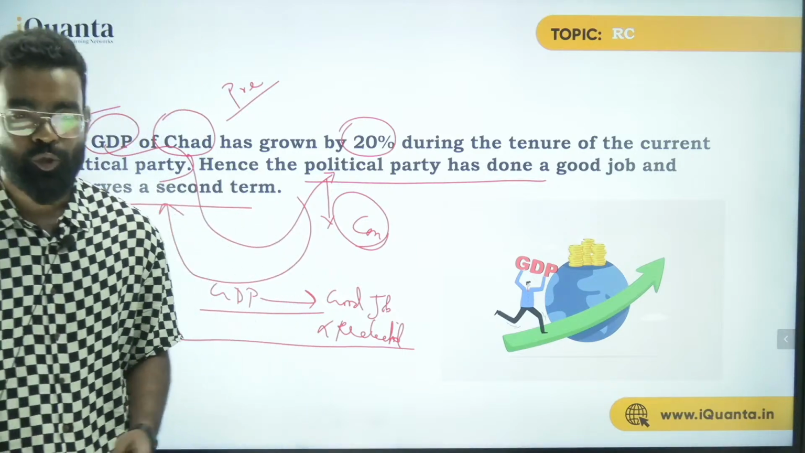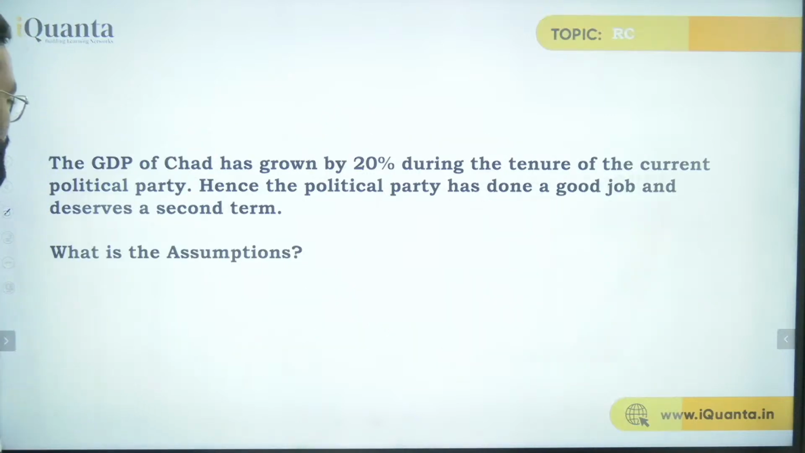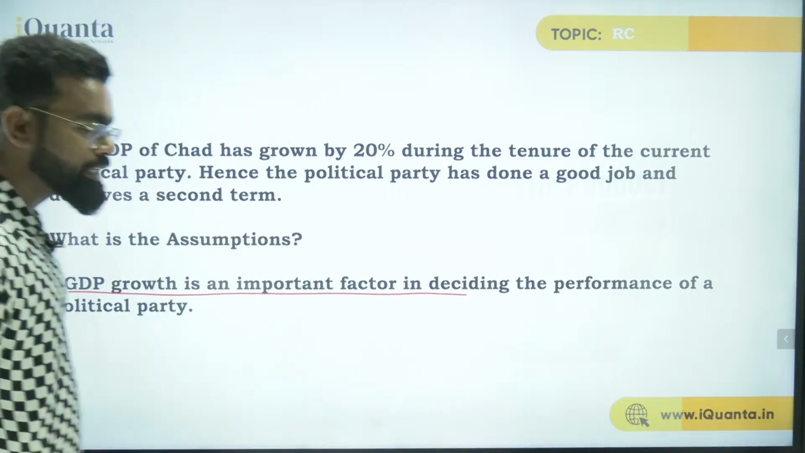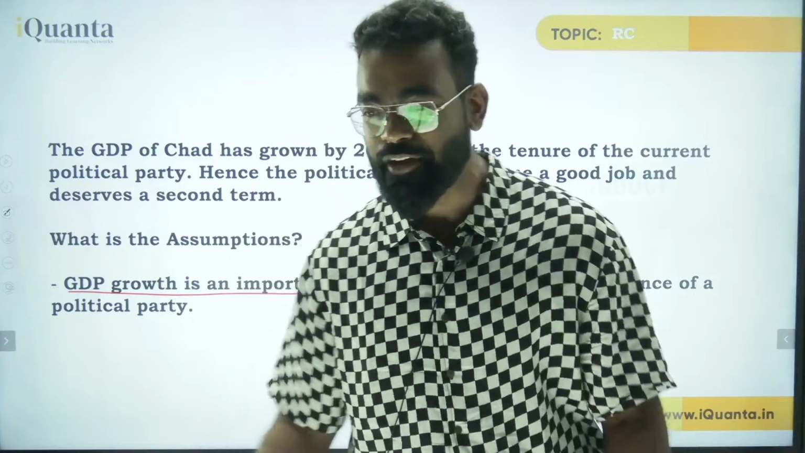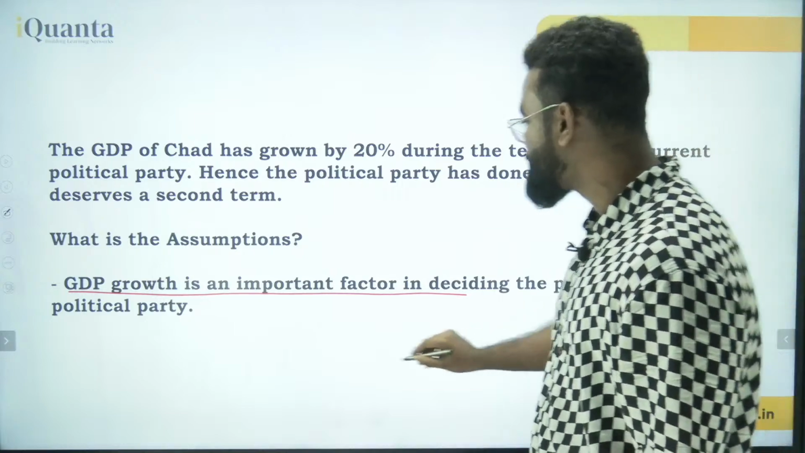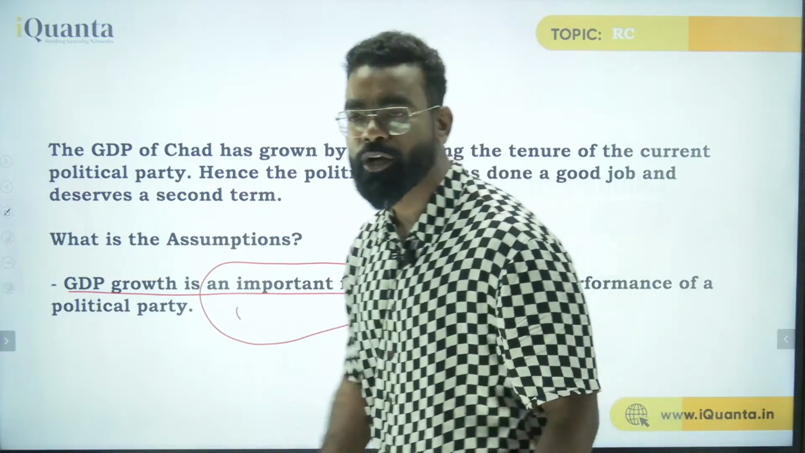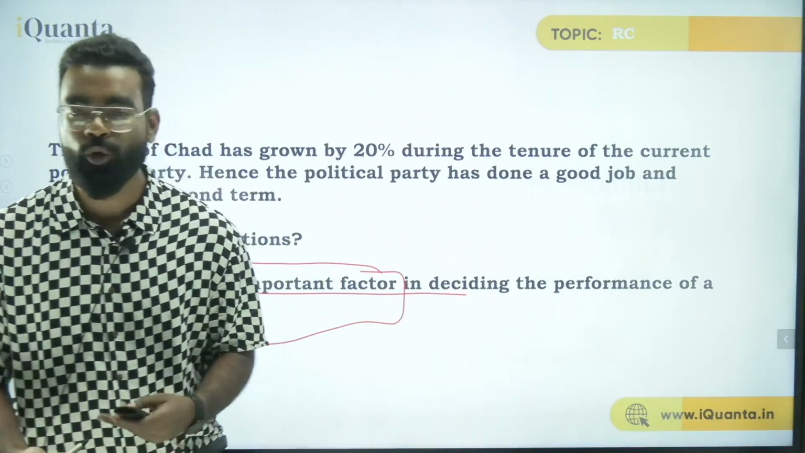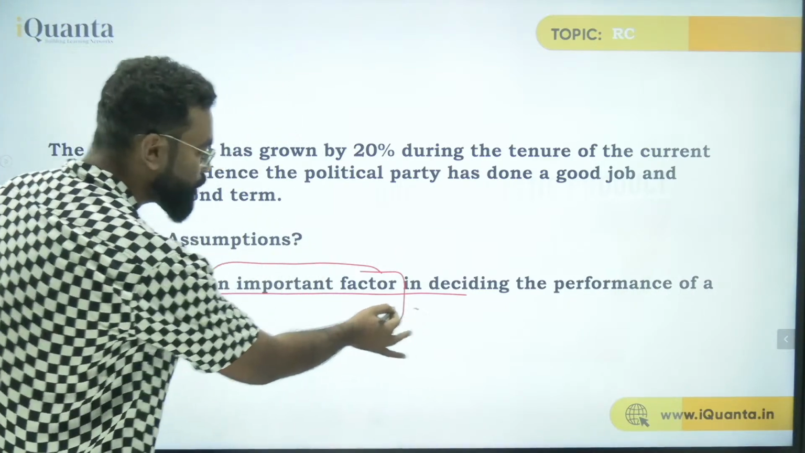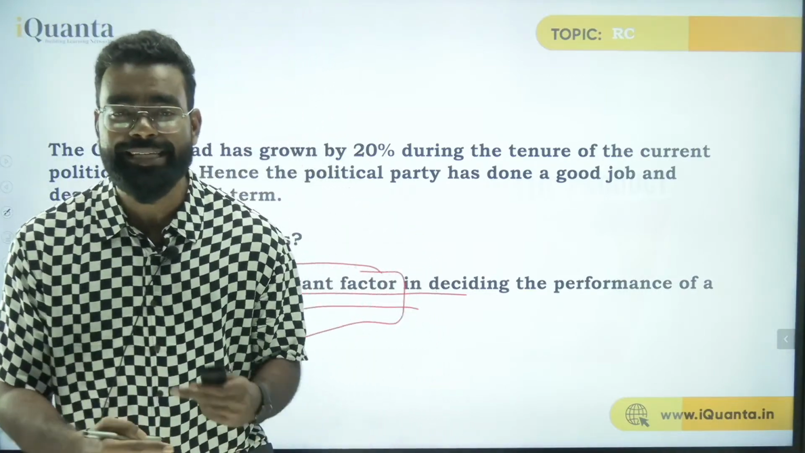So the next thing we are going to do now is let me show you what the assumption is. The assumption is GDP growth is an important factor in deciding the performance of a political party. Yes, that is what we have already said. Most of you said, and I have also said, GDP growth is an important factor. Think about it. It's an important factor, I have said. I'm not saying it is the only important factor. My general assumption is it is an important factor. Am I clear? I'm not saying it is the only factor. I'm just saying it is an important factor.